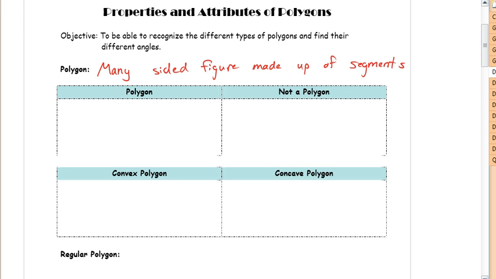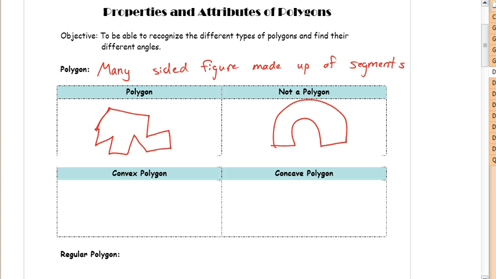So again, following my definition, it could be a many-sided figure, so it could be anything. Okay, so that's a polygon. Doesn't matter what it looks like, it's a many-sided figure made up of segments. What you cannot do is something like this. That's not a polygon. It has to be straight segments. Segments are always straight. Those are not.